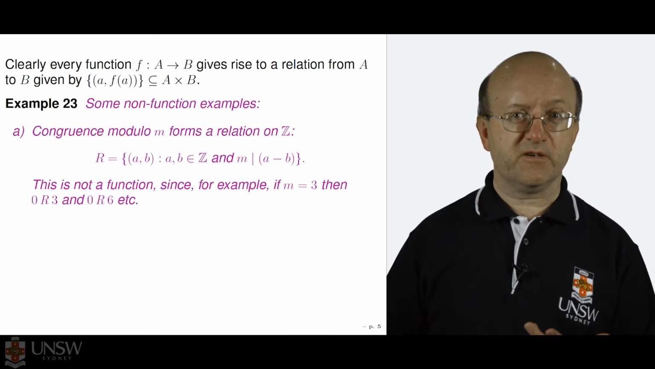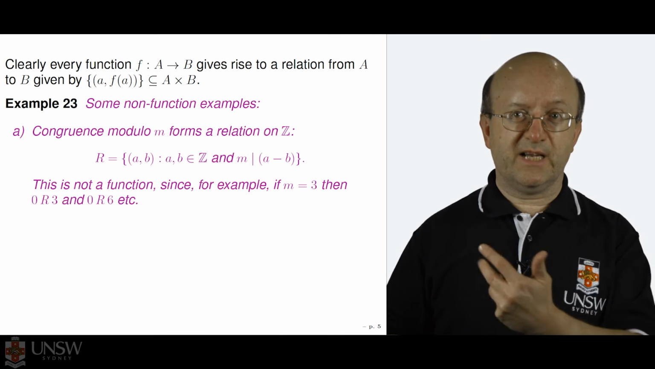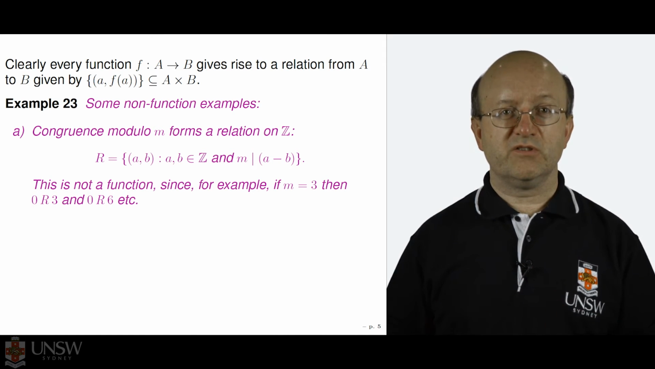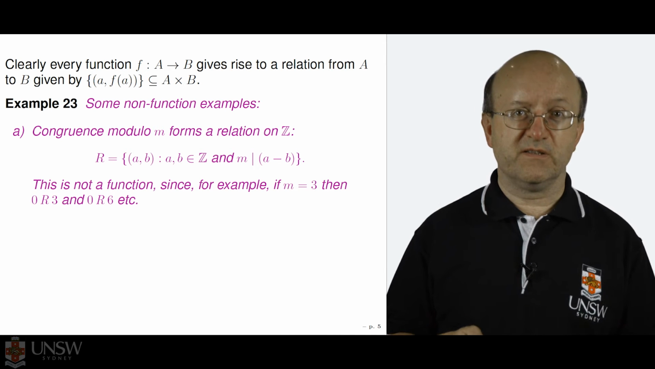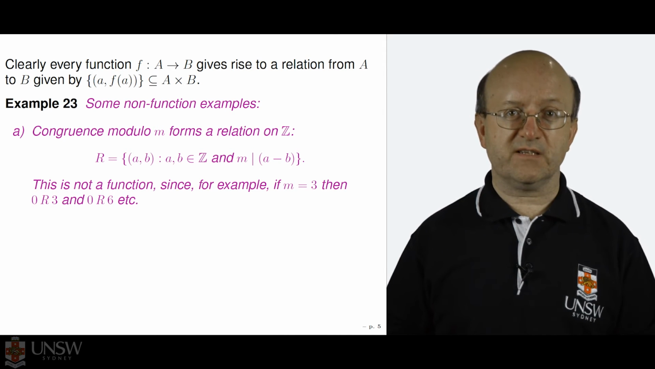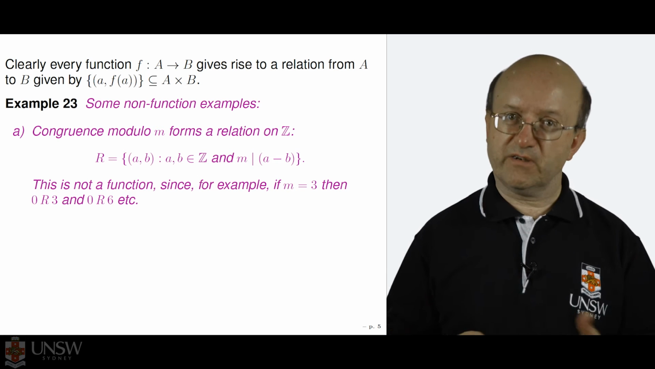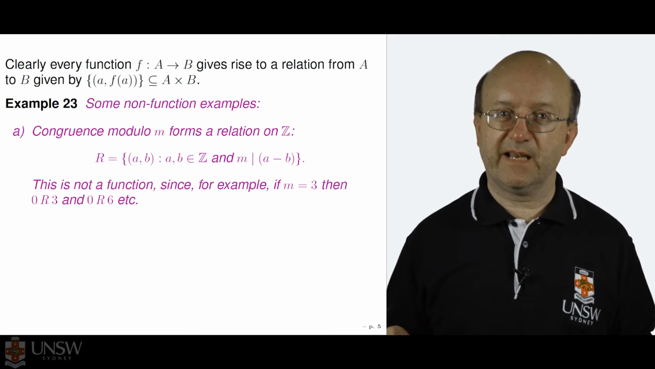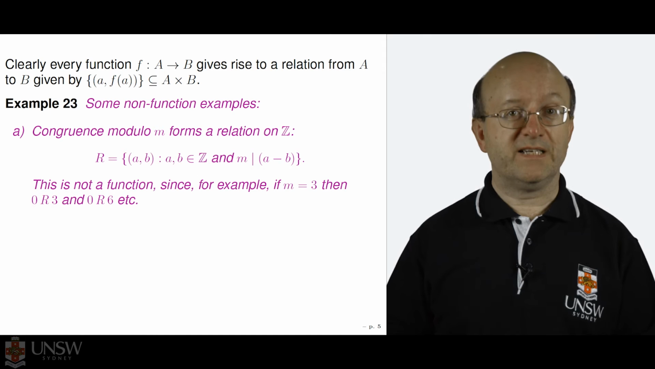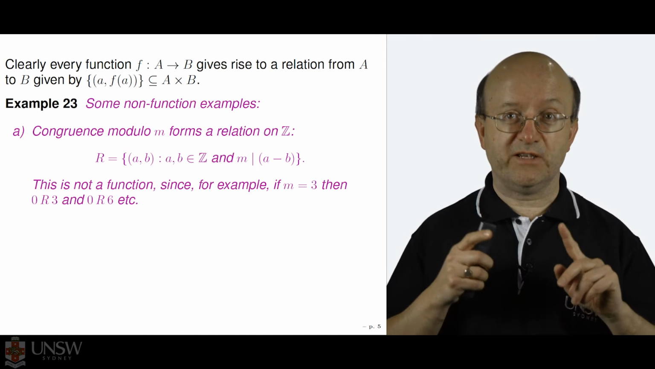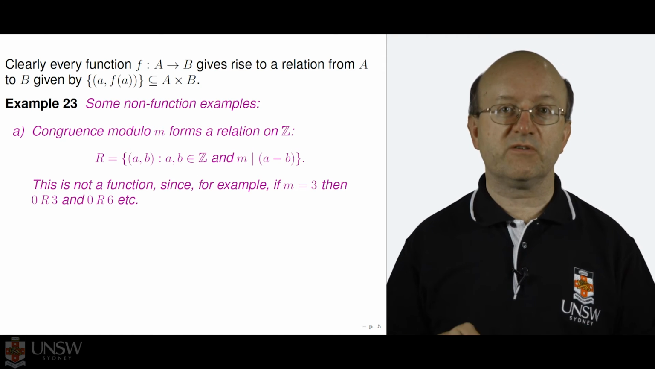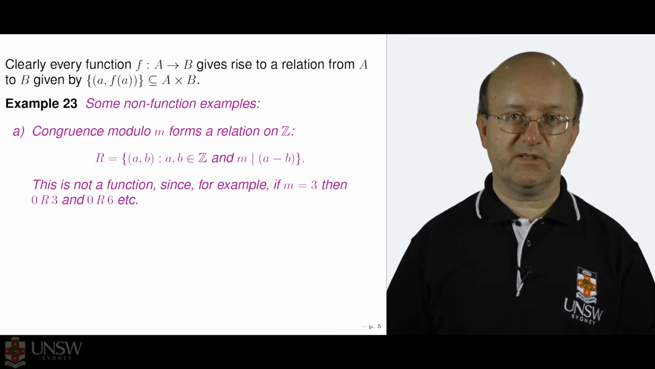Now, this is not a function. Take the example where M is 3. Then we see that 0 is related to 3 because (0, 3) is in this set, and 0 is related to 6, and it's related to 9, and related to -3, and, well, many, many others. So it's not a function, but it is a relation. It's a relation on Z. It's a subset of Z cross Z, the Cartesian product of Z with itself.